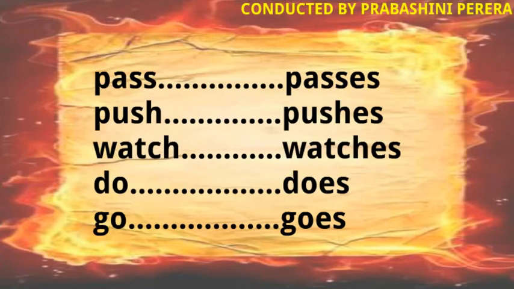When the verbs end with s, o, x, double s, sh or ch, for the singular subjects, we should add es at the end of the verb. Here are the examples: pass, push, watch, do, go. So we have to write them as you are seeing now. Passes, pushes, watches, does and goes. When the subjects are plural, no need to do anything.